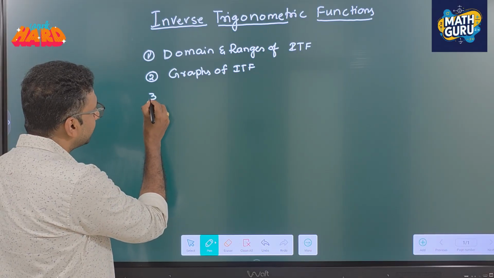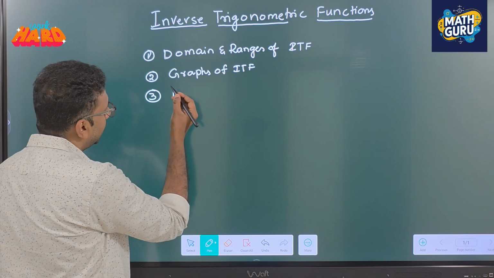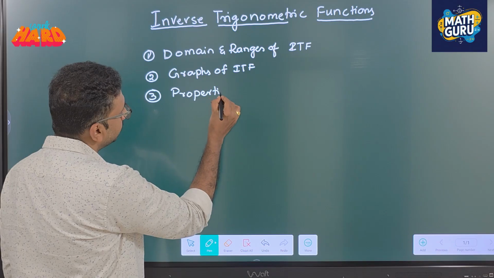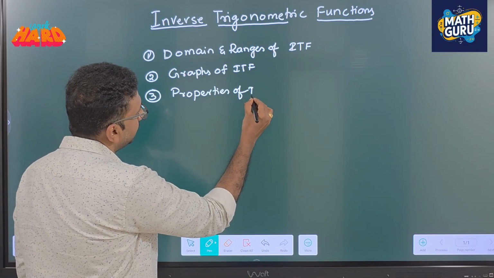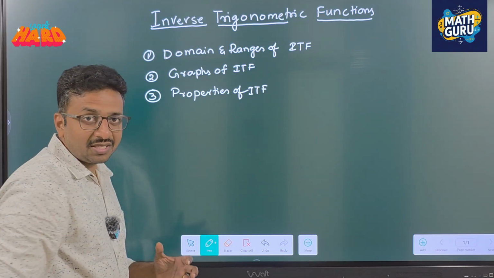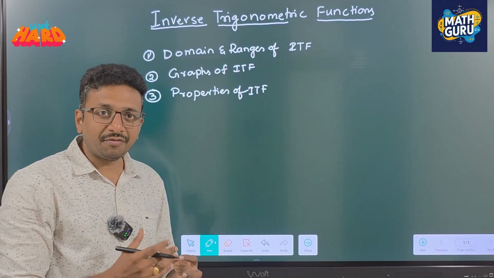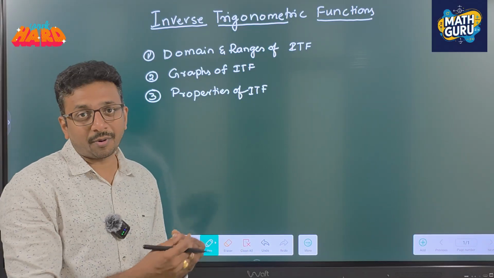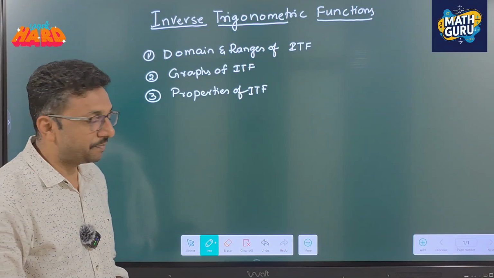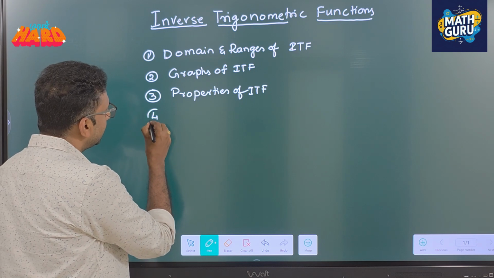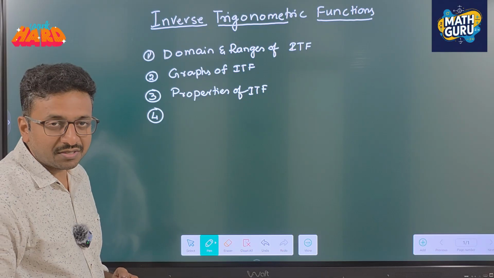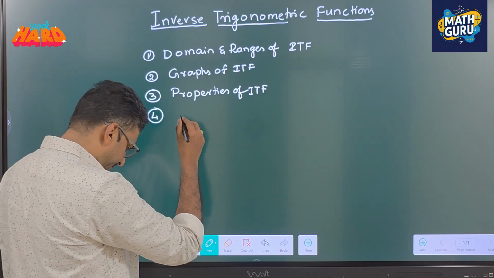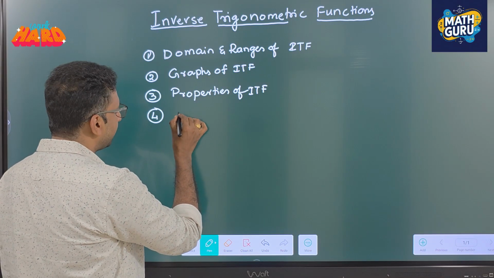Next, you have the topic of properties of ITF. Properties of inverse trigonometric functions. These are the properties that we use to manipulate the trigonometric functions, and in analytical problem solving, these properties will be very useful. And fourth, after properties of inverse trigonometric functions, you have the formulae section.